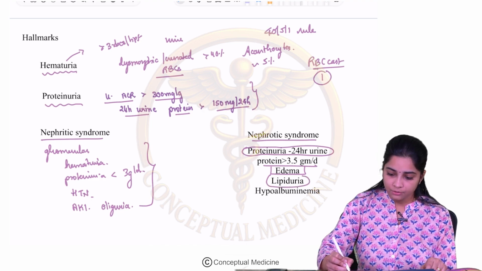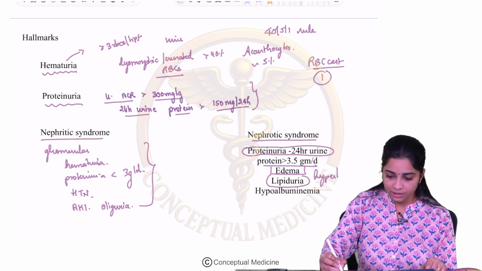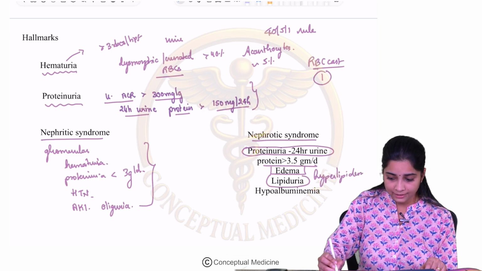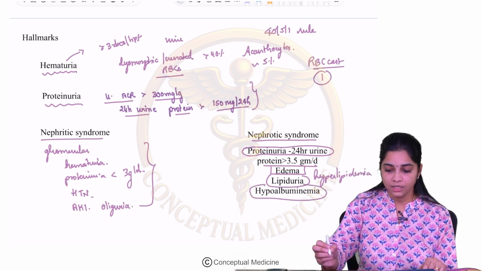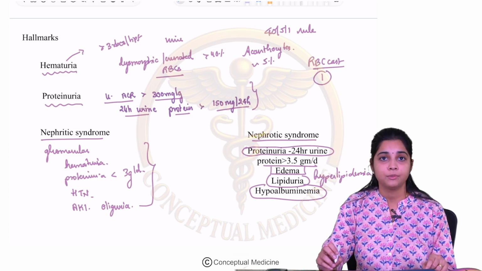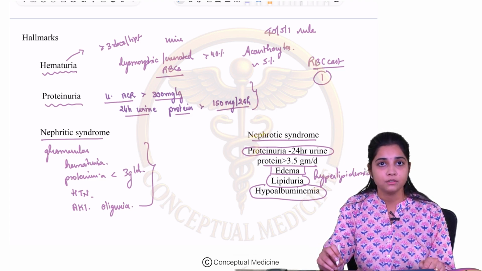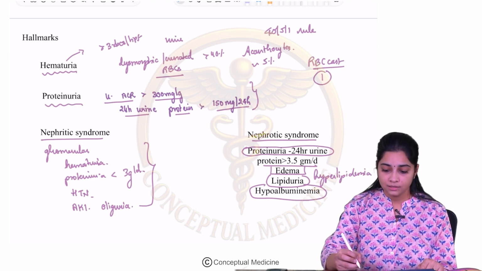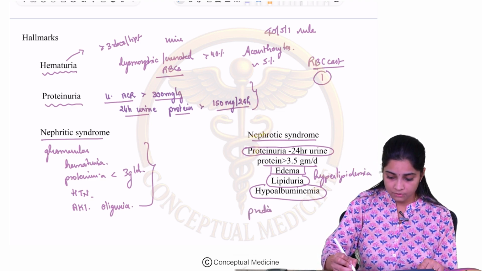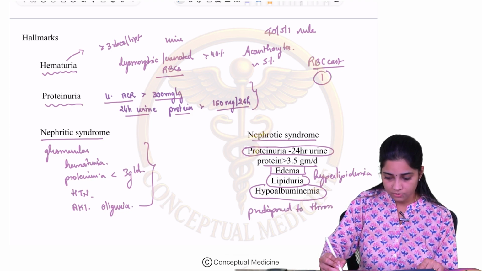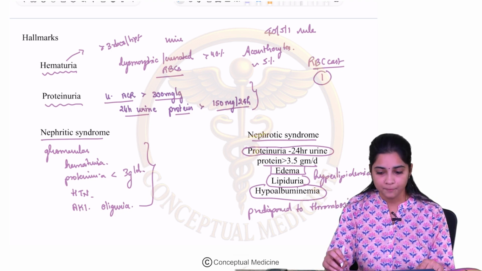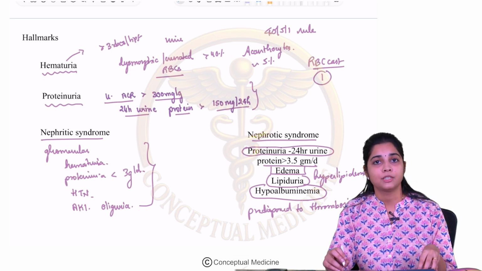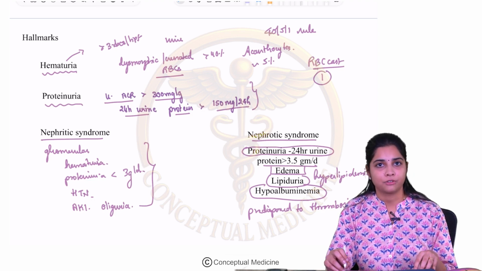Then lipiduria and hyperlipidemia. Then hypoalbuminemia. Hypoalbuminemia is also another very important component. Apart from this, they are also predisposed to thrombosis. Okay. So these are your major differences between nephritic and nephrotic syndrome.